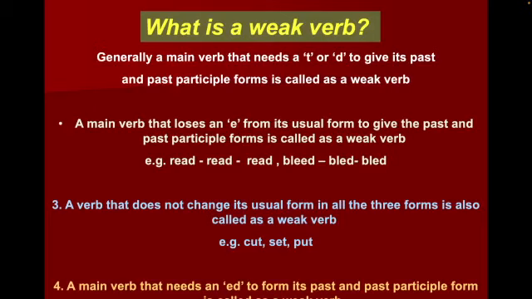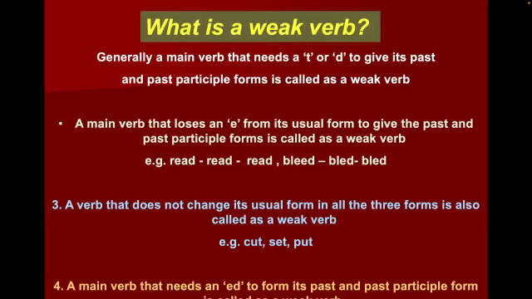A verb that does not change its usual form in all three forms is also going to be called a weak verb. So the present tense of cut is going to change to the past tense of cut. There's absolutely no change whatsoever. Its past participle, it has or had cut. Same thing with set. It's going to be set. It's going to be put. They're not changing their forms.